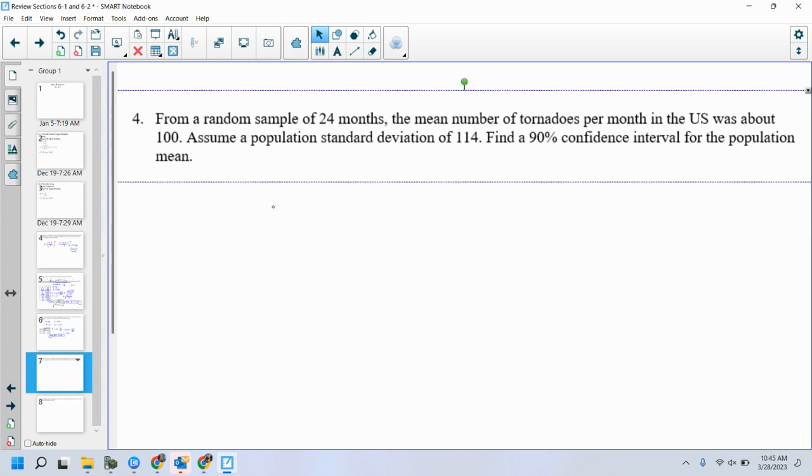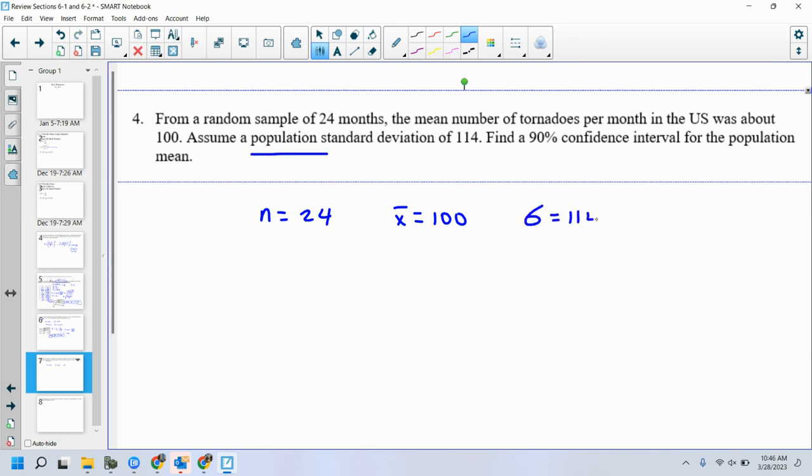All right, so N is 24. The mean number of tornadoes per month in the U.S. was about 100. So X bar is equal to 100, right? Assume population standard deviation is 114. Now, is that S or sigma? Sigma. So sigma is equal to 114. Okay, so now am I going to be finding a ZC or a TC? Z, because I have population standard deviation.